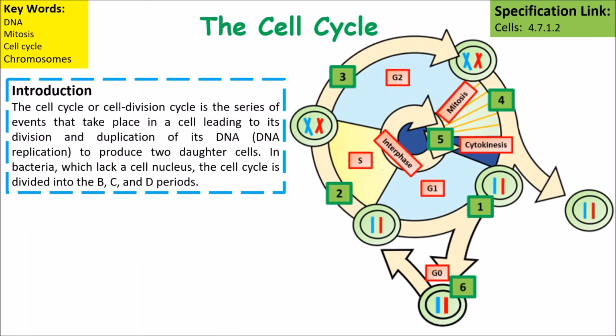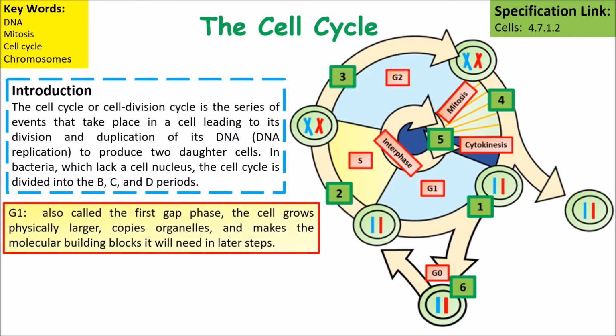The cell cycle, or cell division cycle, is a series of events that take place in a cell leading to its division and duplication of its DNA. To produce two daughter cells, it must move through the cell cycle. In bacteria, which lack a cell nucleus, the cell cycle is divided into just three periods. If we look at the cell cycle and the stages, G1, also called the first gap phase, is where the cell grows physically larger, copies its organelles, and makes the molecular building blocks that it needs in later stages.